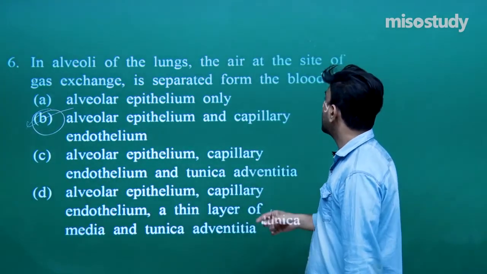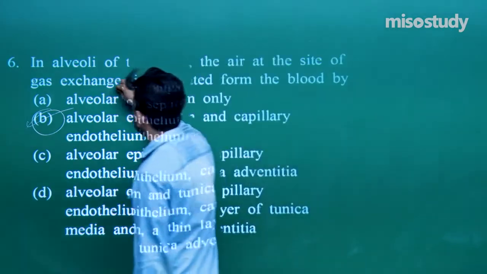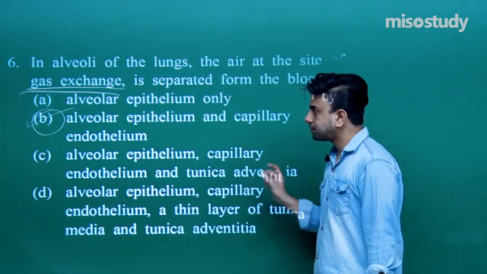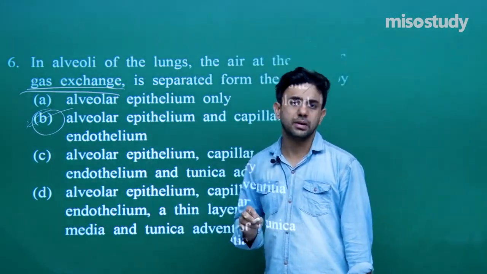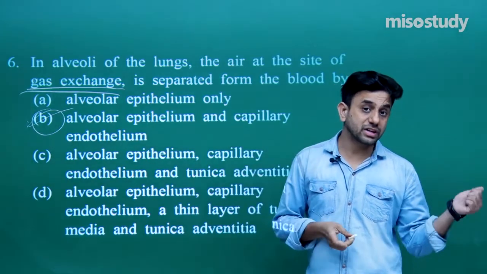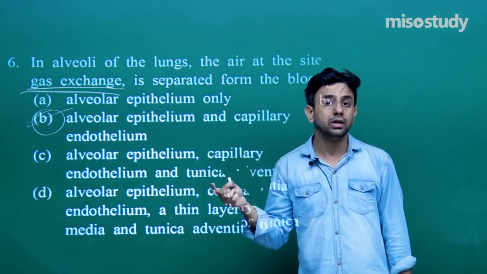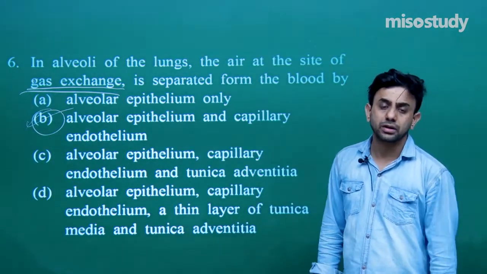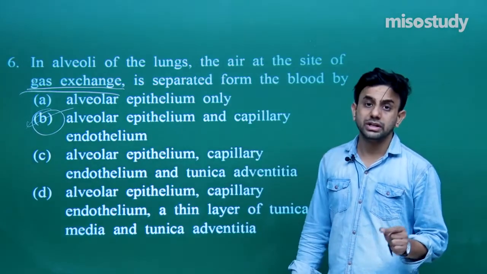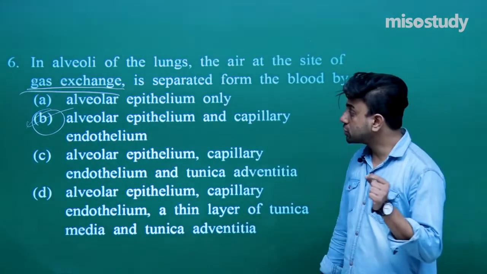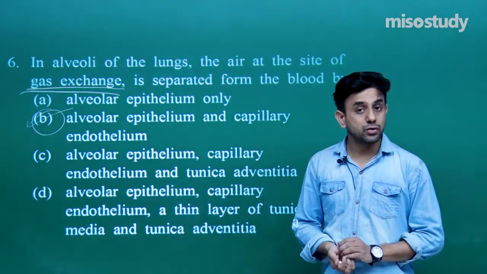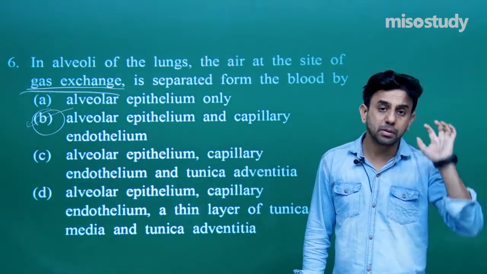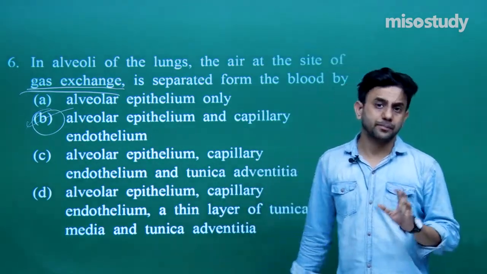In alveoli of the lungs, the air at the site of gas exchange, all right. See, whenever the gas exchange has to take place, the epithelium has to be the thinnest, because we have already said in the previous question. That is why I gave this question, because there is a link between the previous and this one. We said diffusion of gases, there is no active energy involved. So, the diffusion has to take place through a semi-permeable membrane, one of the most friendly membranes possible.